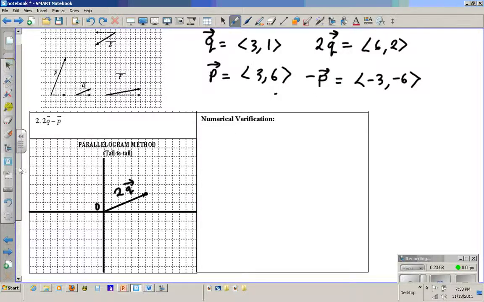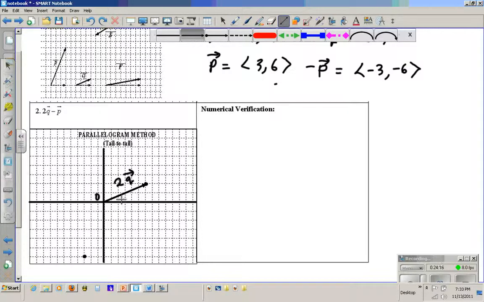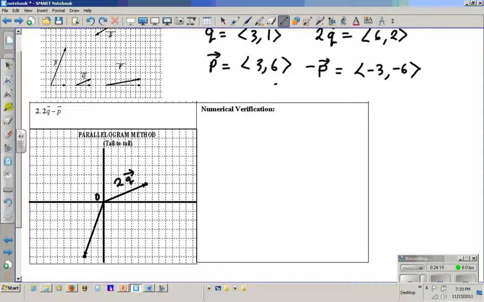Now how about negative p? That one you go 3 to the left, 1, 2, 3, and down 6, 1, 2, 3, 4, 5, 6. Oh, that was close. Alright, so now let's draw the vector. So you draw your vector like this. Now you're going to copy one of them, either 2q or negative p. Let's put negative p here so we don't forget. So which one do you want to copy? You could copy this, or you could copy negative p. Let us copy 2q.